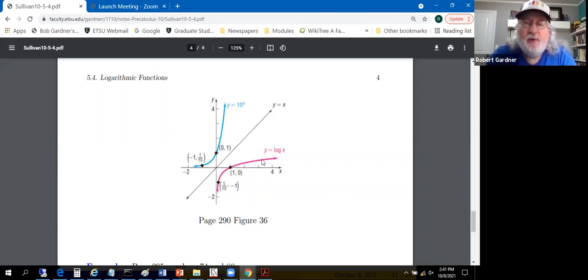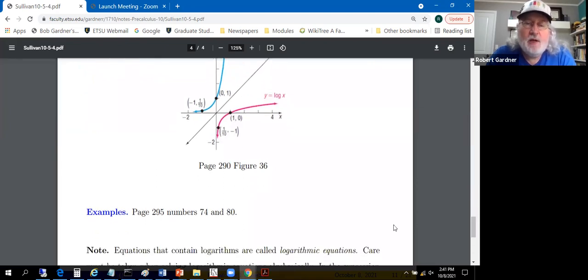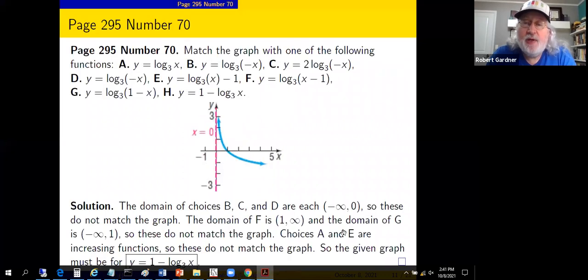And when we reflect that curve about the line y equals x, it gives us the common log function, the log base 10 function, as given here. Same shape. The only subtlety is the steepness of these curves. Couple of examples to illustrate that.